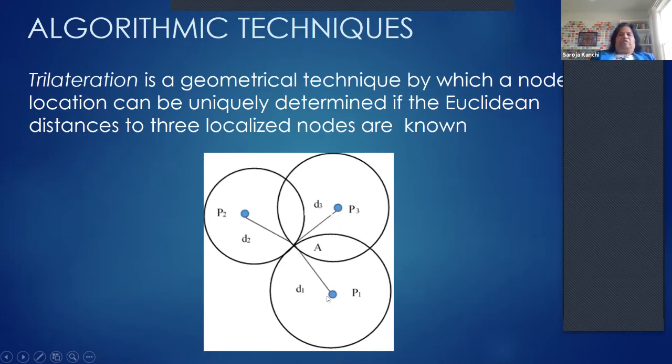So if I know the location of P1, its X and Y coordinates, and I know the location of P2 and P3, and I have an unlocalized node A, for which I know the distances to these three, D1, D2, and D3, because I have the range information from A to these 3 nodes, I can immediately localize A simply because it's a solution to a quadratic equation, which is simply the distance equation between the 2 points. So this technique is called trilateration, which helps us localize a node as long as we have distance to 3 other nodes, which are already localized or they're anchors.